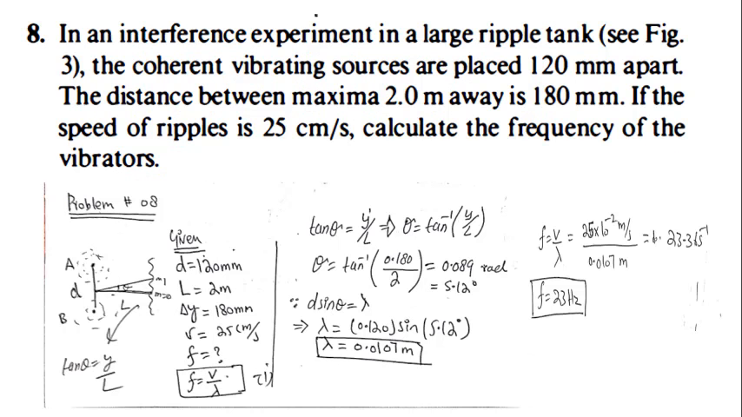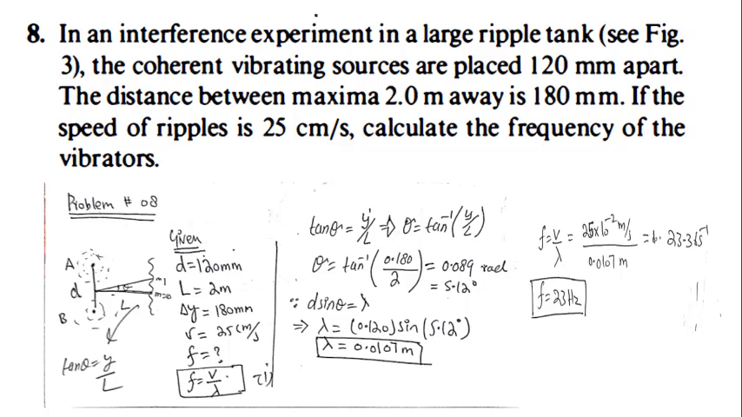So the next problem is problem number 8, and it is an interesting problem. In an interference experiment in a large ripple tank, the coherent vibrating sources are placed 120 millimeter apart. So you can see in this figure, let's say we have two sources A and B, so the distance between them is D, which we can take as the slit separation. And next, the distance between maxima 2 meter away. The maxima is 2 meter away, which means the slit screen separation, which we represent by L, is 2 meter, and the spacing is 180 millimeter. So 180 millimeter is the fringe spacing.